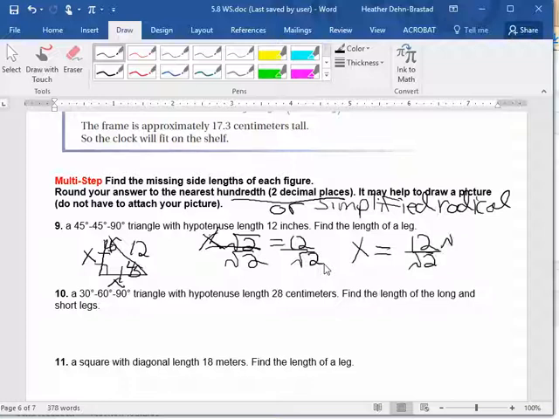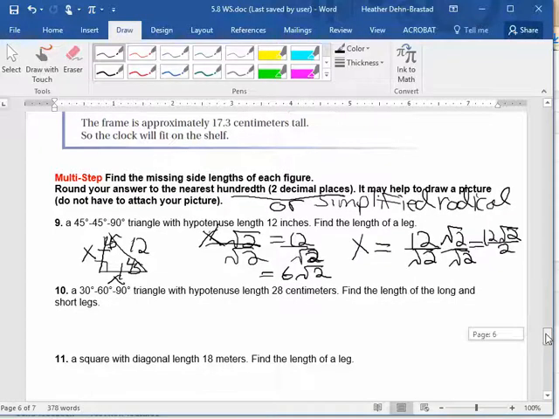Since you were told that you could leave this in decimal form, you could take 12 and divide it by the square root of 2 on your calculator and get a decimal, if that's what you want to do. Or you can practice simplifying your radicals more and do it that way. So we get 6 times the square root of 2. Then let's look at another one.